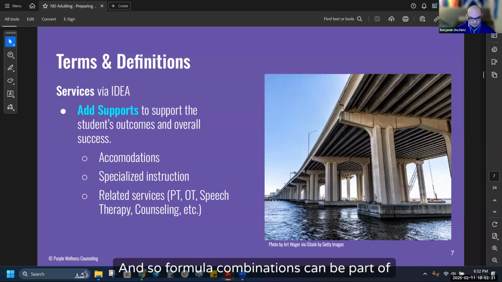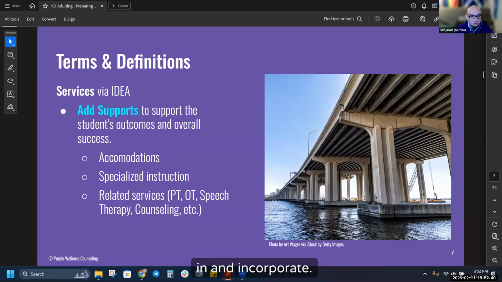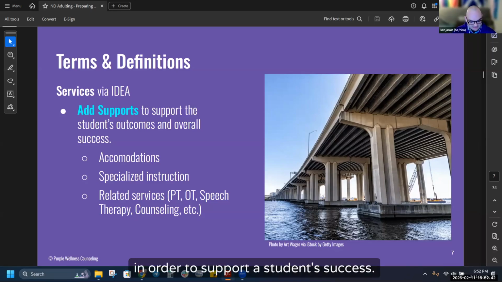And so formal accommodations can be part of that, but it's also things like specialized instruction, potentially like physical therapy, occupational therapy, speech therapy, all other things that we might pull in and incorporate in order to support a student's success. So often it's about adding supports.